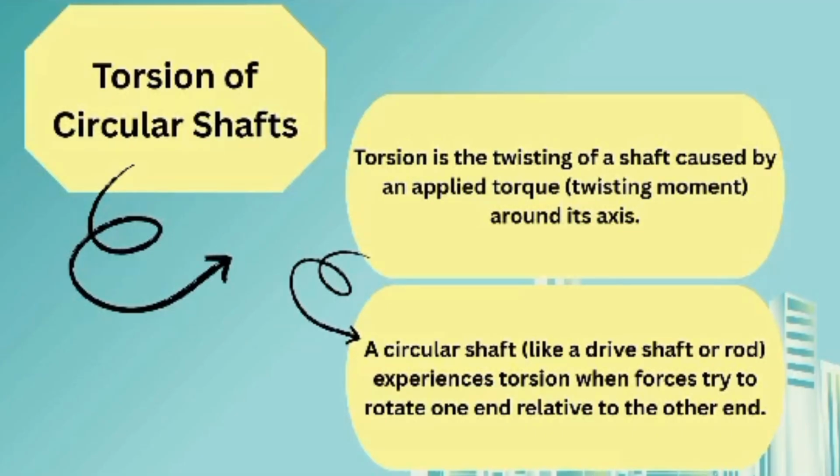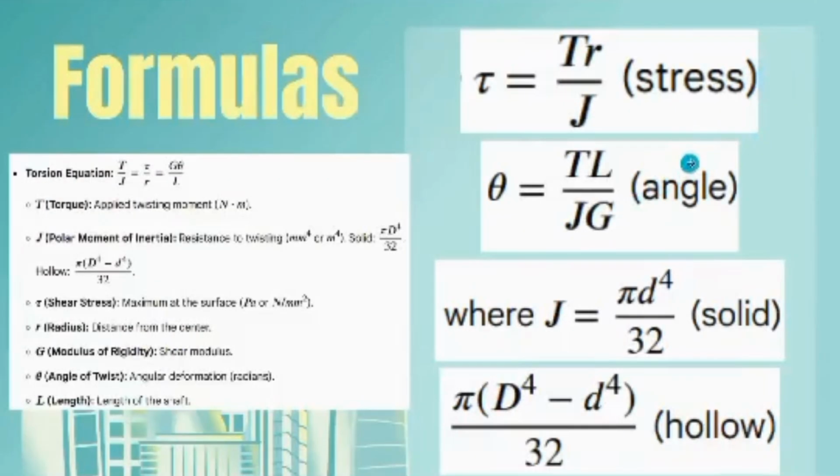Other considerations: hollow shafts are more efficient in resisting torsion than solid shafts of the same weight, as material is further from the axis where stress is higher. So let's proceed to the formulas.